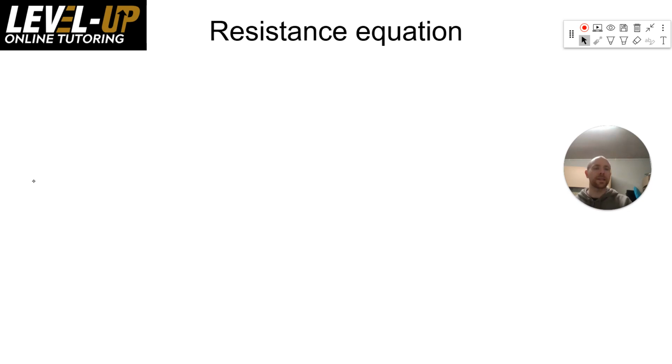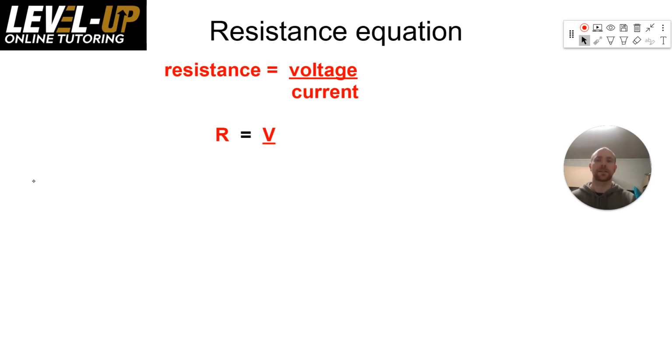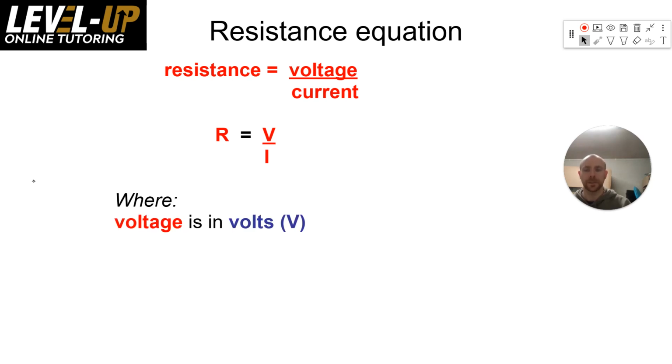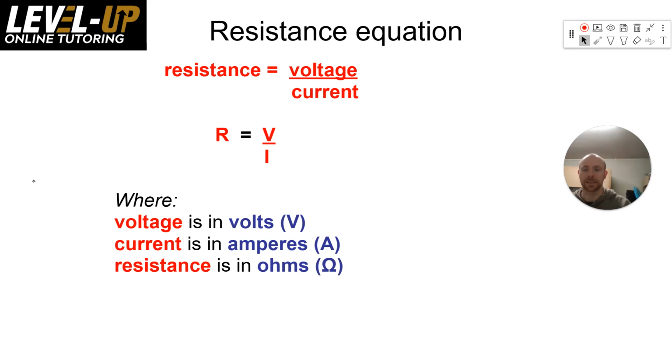So the resistance equation, not quite the same as Ohm's law, which many of you will think is the same thing. Here is the formula for resistance. You can determine the resistance if you know the voltage and the current. Resistance is voltage divided by current. Voltage in volts, current in amperes, and resistance in ohms, as hopefully you know.